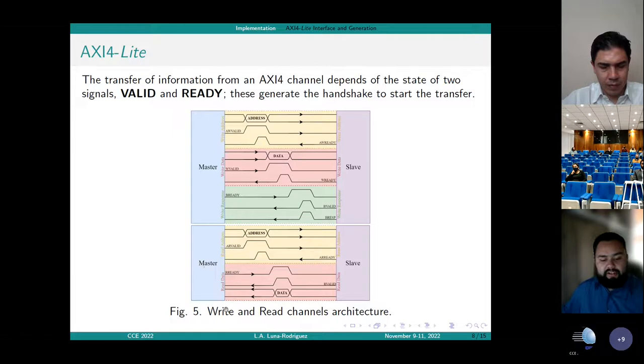For a write operation, we need 3 channels: write address channel, write data channel, and write response channel. Write address and write data send information from master to slave, and in the write response channel, the slave sends the write acknowledgment to the master. For a read transaction, the master specifies the address to be read to the slave, and in the read data channel, the slave sends the data to be read to the master. This is how the AXI4-Lite interface works.